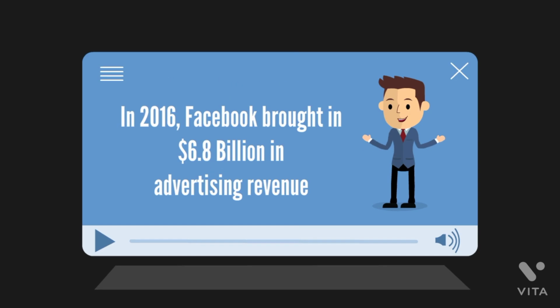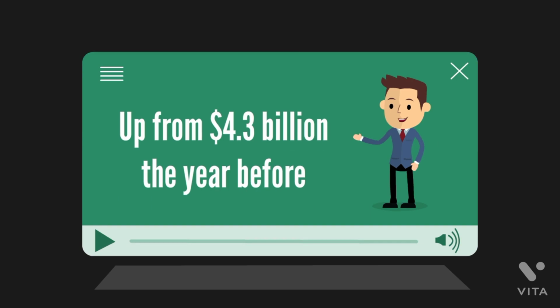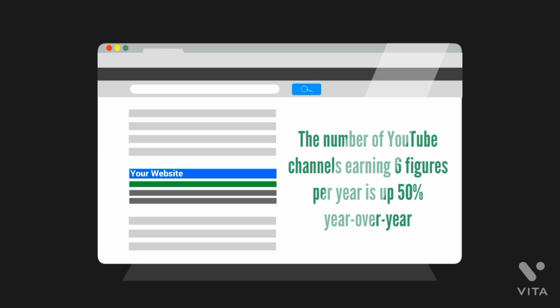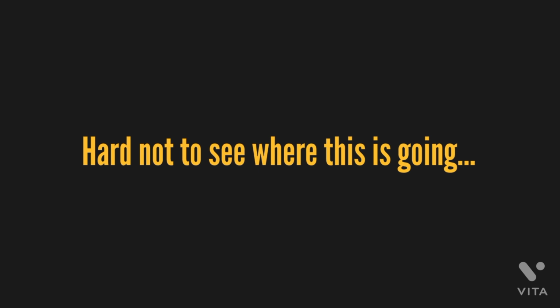In 2016, Facebook brought in $6.8 billion in advertising revenue, up from $4.3 billion the year before. In the same year, Instagram brought in $1.53 billion in mobile ad revenue. The number of YouTube channels earning 6 figures per year is up 50% year over year. Hard not to see where this is going.